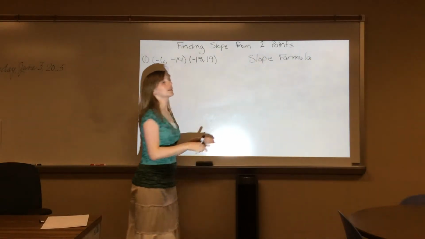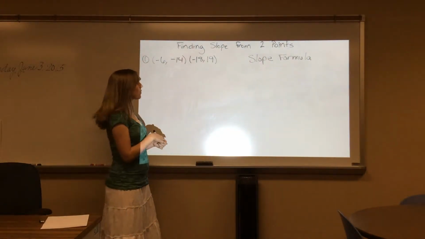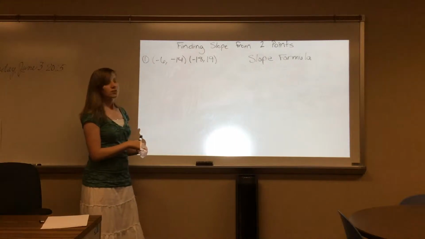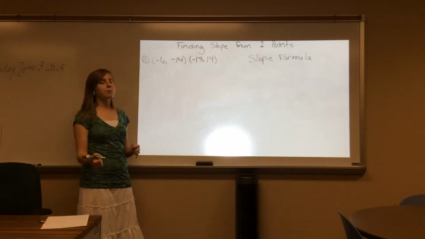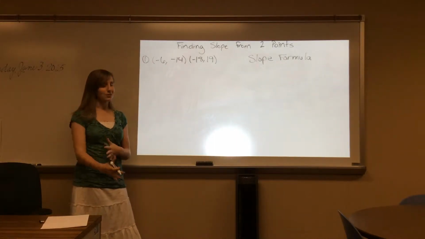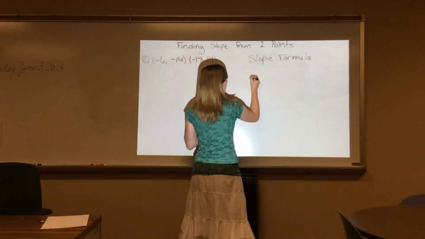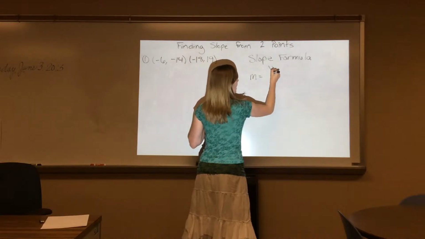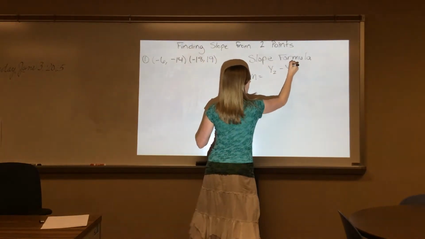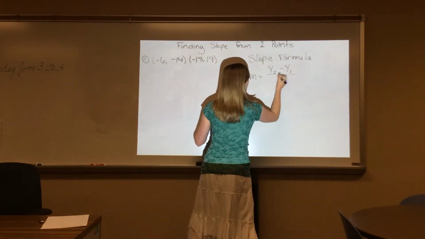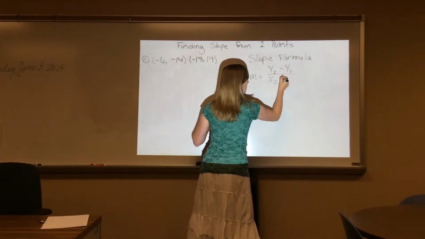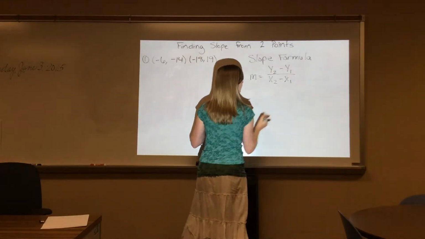Now, this formula is on the reference sheet for the HSE test. So it is given to you. You don't have to memorize it, but you do have to know how to use it. So we're going to look at that right now. It's m equals y sub 2 minus y sub 1 over x sub 2 minus x sub 1.